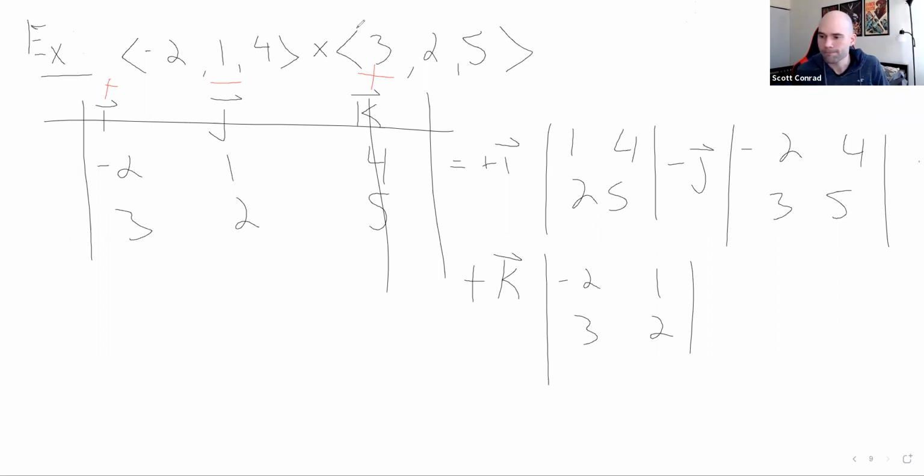Really quickly, the determinant of 1, 4, 2, 5, this first one, is 1 times 5, which is 5, minus 4 times 2, which is 8. 5 minus 8 is -3. The second determinant of -2, 4, 3, 5 is -2 times 5, which is -10, minus 4 times 3, which is 12. -10 minus 12 is -22. And the determinant of -2, 1, 3, 2 is -4 minus 3, which is -7.